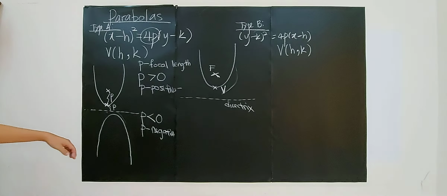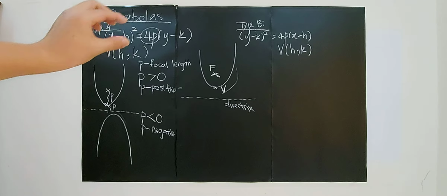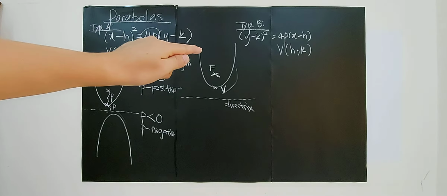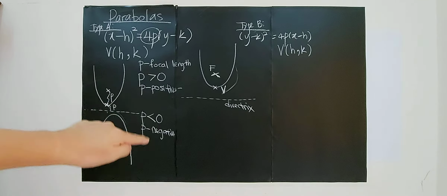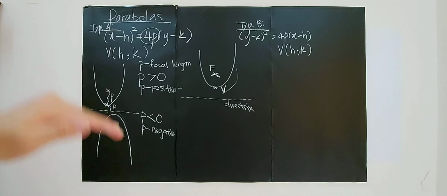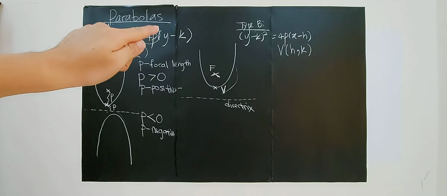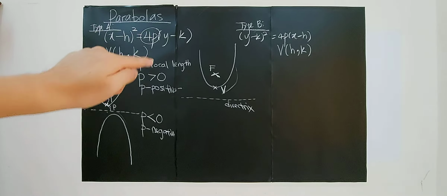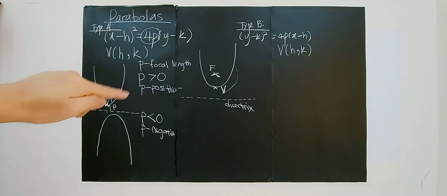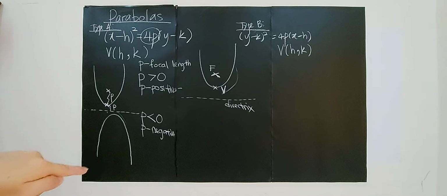So this is what I want to tell you. As long as you see x minus h square equals 4p times y minus k, the graph is either open up or open down, depending on the sign of P. If P is a positive number when you calculate, it will be open upwards. If negative, it will be open downwards.